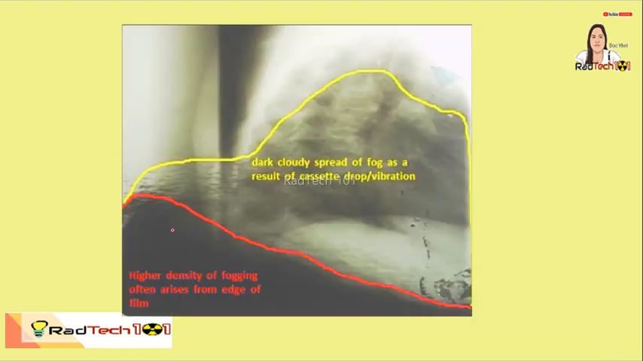And this is it. As you can see, there is fog present. Here, a dark cloudy spread of fog as a result of cassette drop. For example, the cassette was suddenly dropped, or the cassette vibrated. So fog can occur. Also, for this portion, higher density of fogging often arises from the edge of the film. So usually, these are the edges of our films from the box that were unnecessarily exposed. Okay? That's it for the Principles of Imaging Lesson 4.